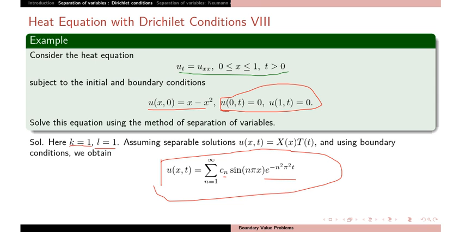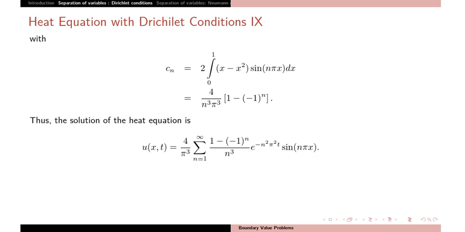Okay, so Cn is given by the Fourier series, 2 by L. L is 1, so 2 by 1, integral from 0 to 1 of phi x sine n pi x dx. Just compute this integral by parts. This is the final answer. So the solution of the heat equation is this.